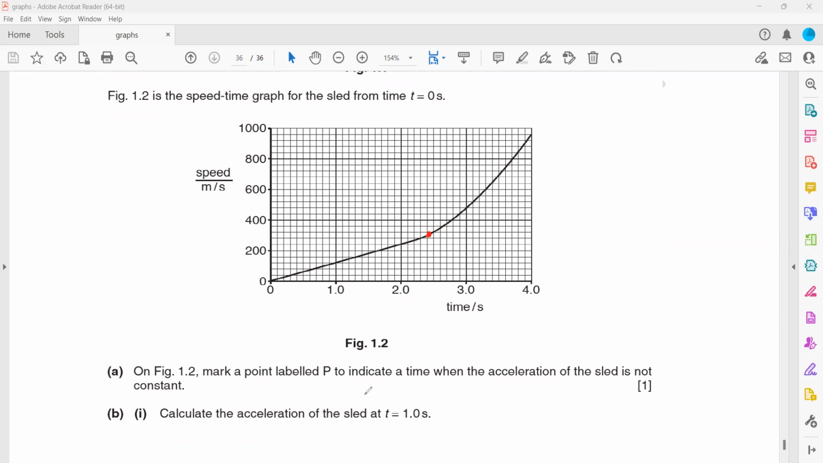Then calculate the acceleration at 1 second. How to calculate acceleration? Final minus initial, divided by time. So this is 120, because 10 boxes equal 400, so each is 40. So 120 minus 0, divided by time, which is 1. So it will give us 120 meters per second squared. That's the acceleration here.